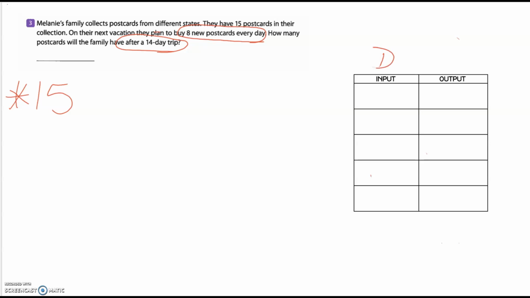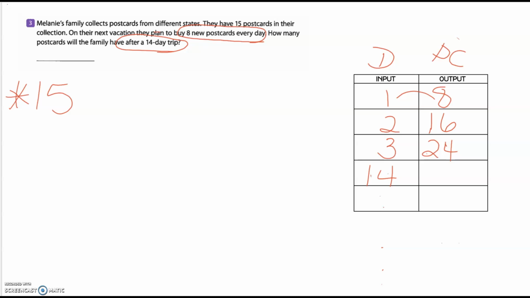So over here, my input chart, here's my days, and here's the number of postcards. On day 1, 8. On day 2, it would be 8 plus 8 or 16 postcards. On day 3, I know they're going to do 8 more postcards. So you can go 16, 17, 18, 19, 20, 21, 22, 23, 24. They did 24. Now, I don't want to go 4, 5, 6, 7, 8, 9, all the way down to 14. So now that I know the rule or what's happening in my table, I can go ahead and create a rule and figure out what's happening.